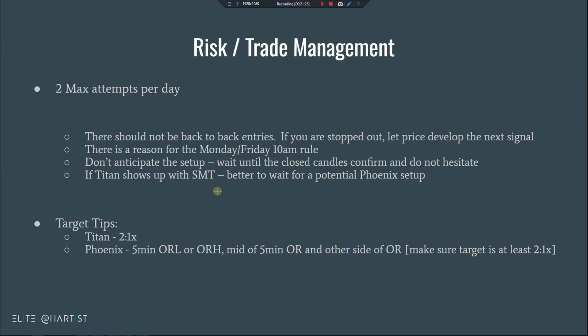For the targeting tips, Titan, like I said, 2 to 1 is what I back tested, and it was very profitable. And then for the Phoenix, remember, we're trying to take it back to the opening range. If Phoenix happens pretty far from the 5-minute opening range, you can use the 30-minute opening range low, middle, and high if you want to, if that's a level that's closer, but it's still at least 2 to 1. If you don't want to sit in a trade too long, just make sure you're getting at least your 2 to 1.